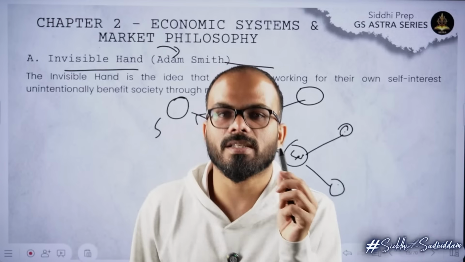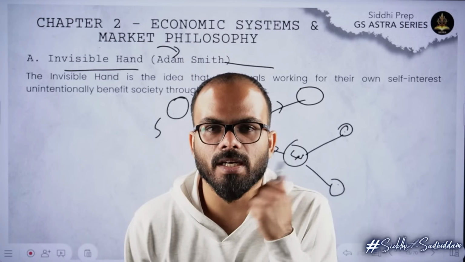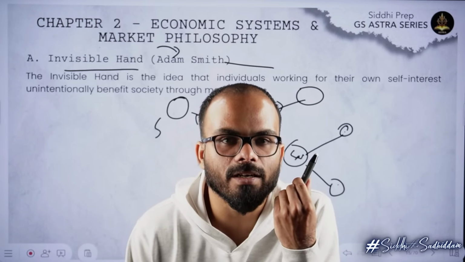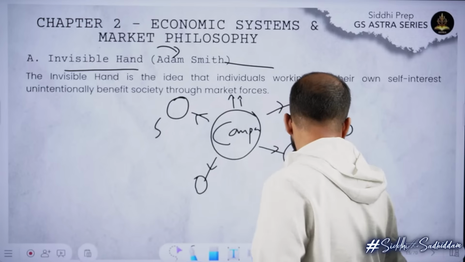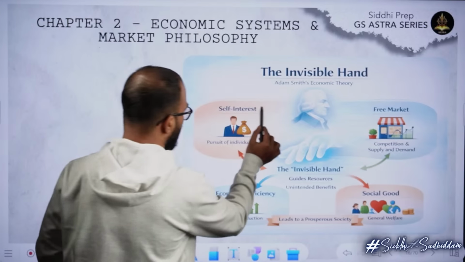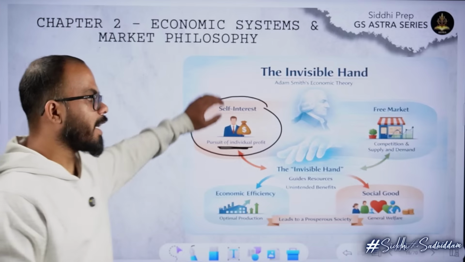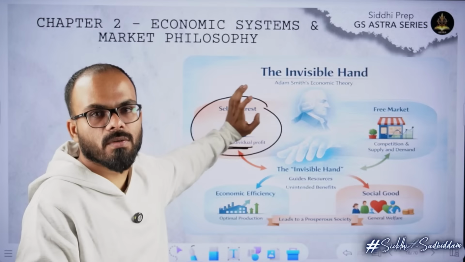So what invisible hand says is very simple. Everything is market oriented, everything is market dependent, market can correct anything and everything. So this is called the invisible hand. What invisible hand says is every individual works for his own profit. Everyone wants to work for his own profit.